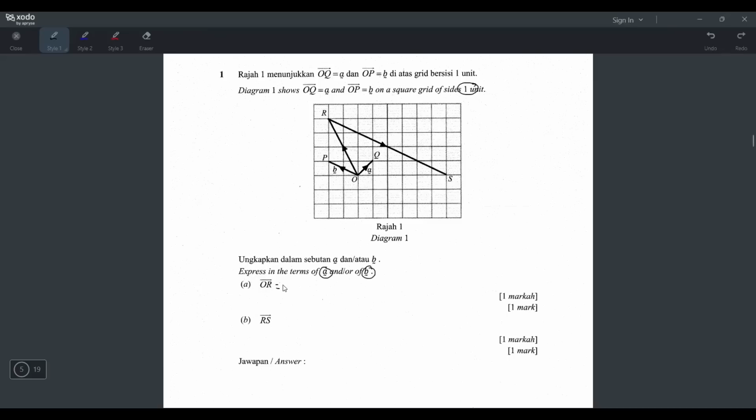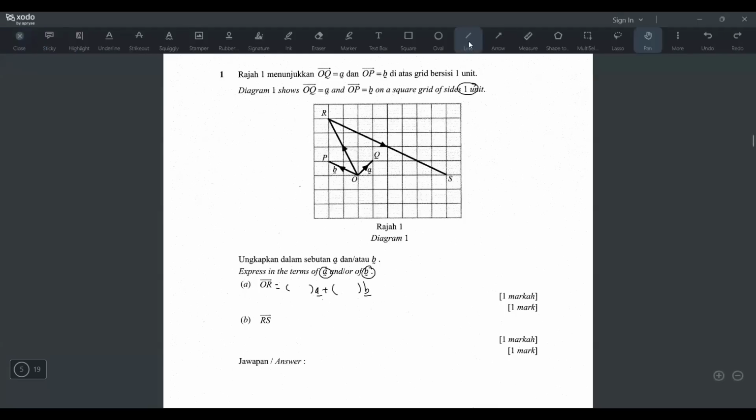For this type of question, there are two methods to do it. Let me just show you the common method, which is what most people will do. Most of you will do it like this, right? You will go from O to R and try to figure out how many A plus how many B. You don't know how many A plus how many B, so that's why you want to go from O to R.